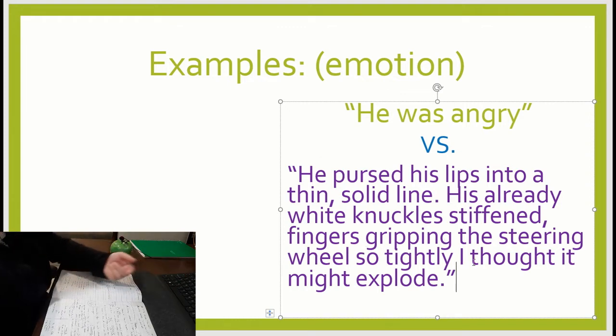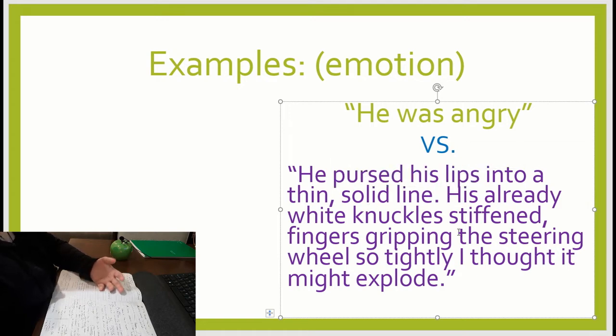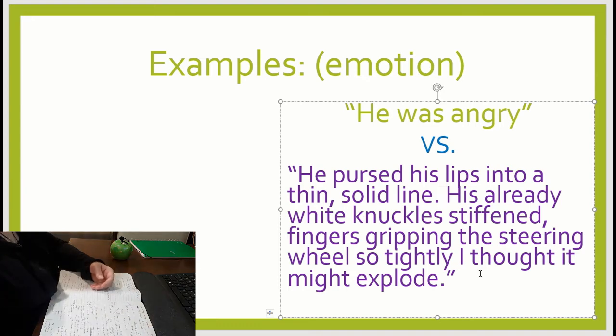I'm observing that this person is angry, and the physical demonstration of that is the pursed lips into a thin solid line, because people usually only do that when they are angry. A more advanced tip is that you may want to start to observe people when they're angry, or even look up different things for body language to see what happens when we're angry. That's more advanced, but maybe in a later video.